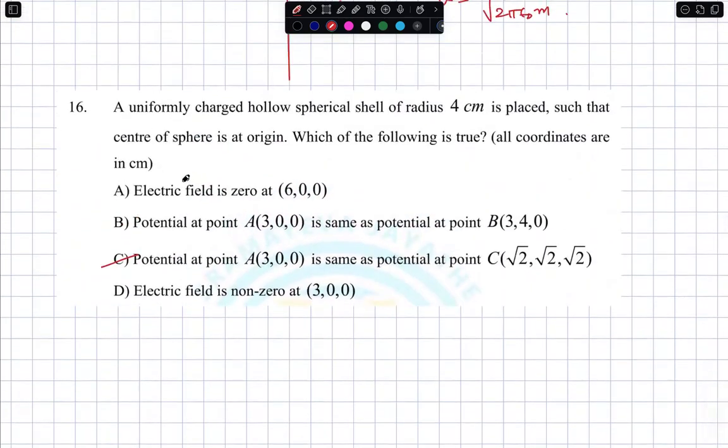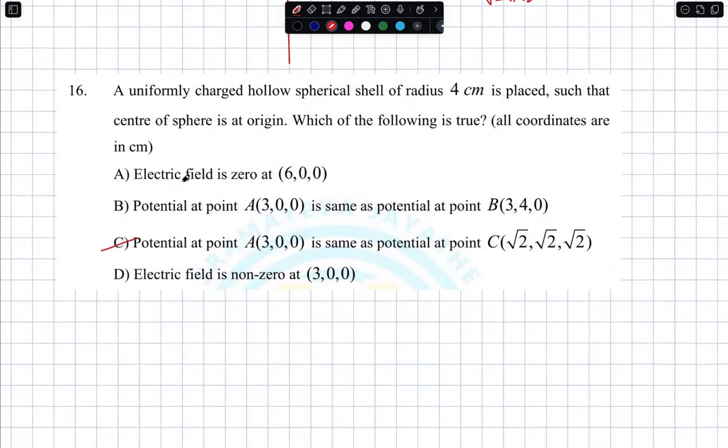A uniformly charged hollow spherical shell of radius 4 centimeter is placed such that the center of the sphere is at the origin. Which of the following is true? Right? See, this is an arrangement like this. The center is like this. Radius is 4.